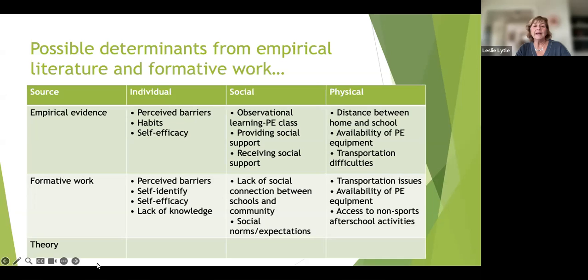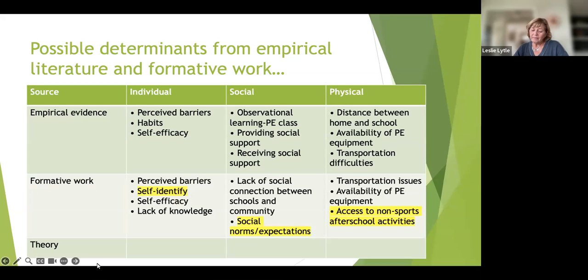Perceived barriers comes up again. Self-efficacy comes up again. Lack of knowledge about what counts as an activity came up in some of our focus groups with kids. From our schools and communities, we learned that there was very little social connection between our schools and communities. They sort of knew they were there, but they never did much together. And from the physical environment, again, we heard this idea of transportation was an issue, and access to non-athletic after-school activities.